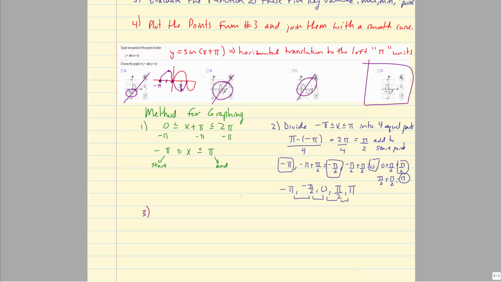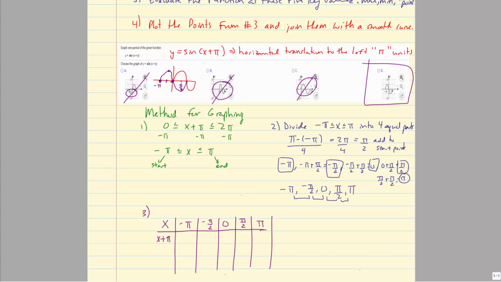So I'm going to have some x values that I'm going to plug in, and when I plug in the x values, I'm plugging in these 5 important numbers. So it'd be negative pi, negative pi over 2, 0, pi over 2, and pi. These are our nice quarter points. So those are, if I just had a standard sine curve, is what I would be plugging in, are these x values. But we don't have that. We have x plus pi.